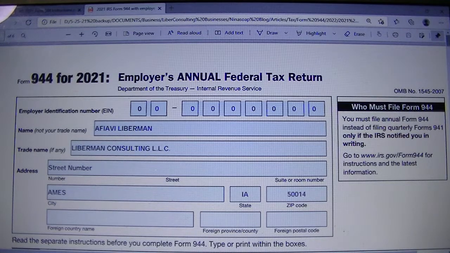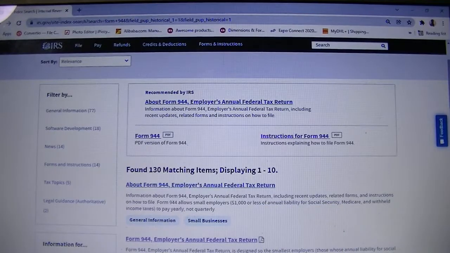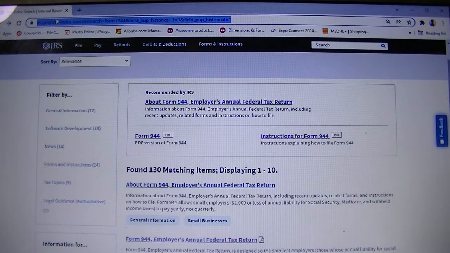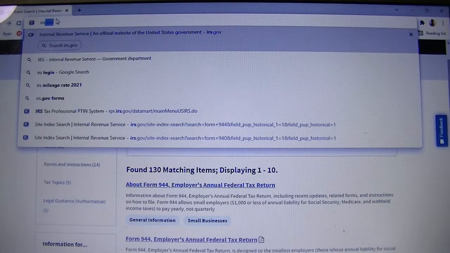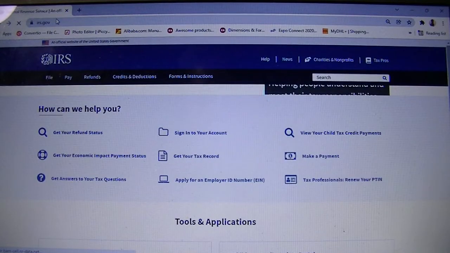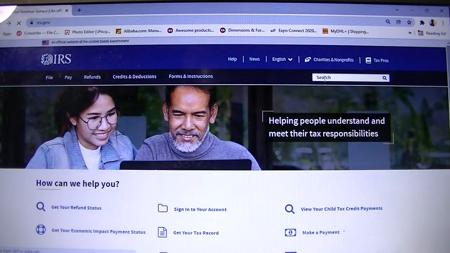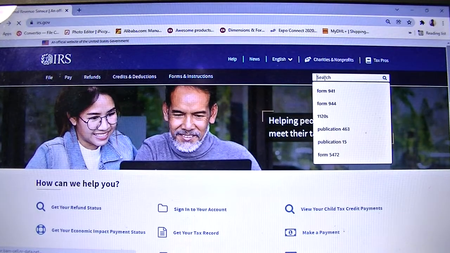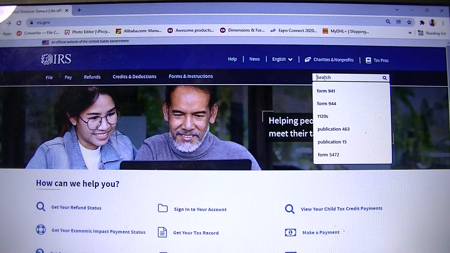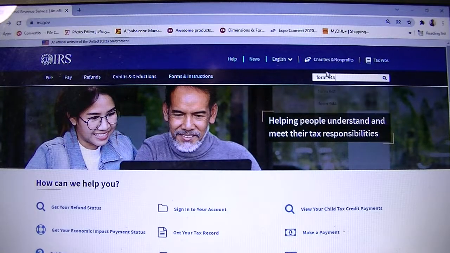First, where do you find that form? You'll go to irs.gov, and we will have the link to the form on our blog ninasoap.com under free download as well. There'll just be the link, and you click on the link to come to the form. But if you want to go look for the form yourself, you go to irs.gov, and in the search bar you type Form 944.